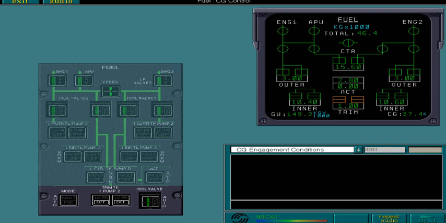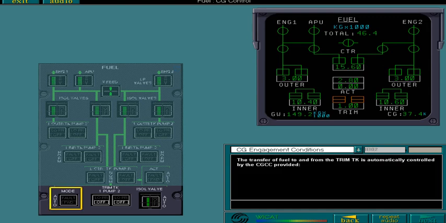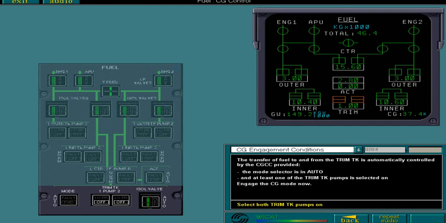The transfer of fuel to and from the trim tank is automatically controlled by the CGCC, provided the mode selector is in automatic and at least one of the trim tank pumps is selected on. Engage the CG mode now. The CGCC is now active.